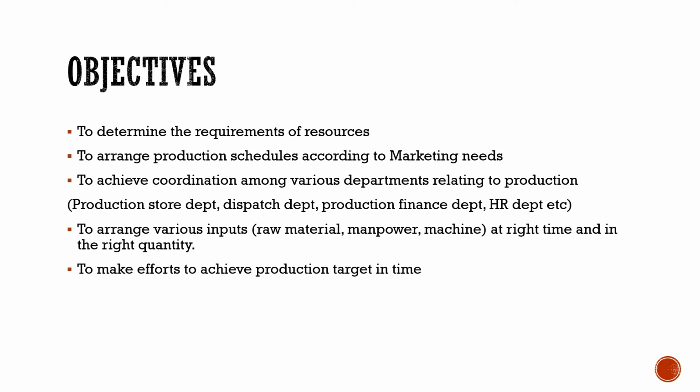So every department has to coordinate with each other, then only we can have a good planning to arrange various inputs like raw material, manpower, machine in the right time and in the right quantity. We should get the raw material at the right time, then only we can manufacture. We should have the manpower or the labor at the right time and in the right quantity, then only we can proceed for the production, to make efforts to achieve the production target in time.